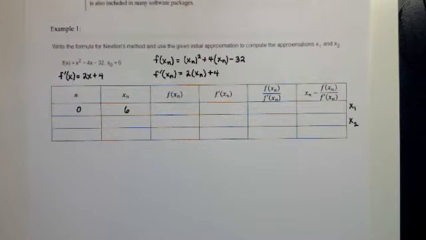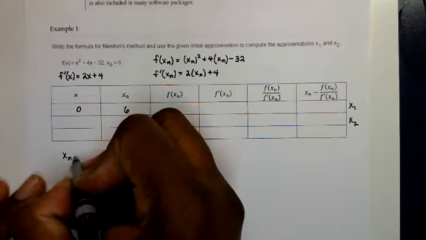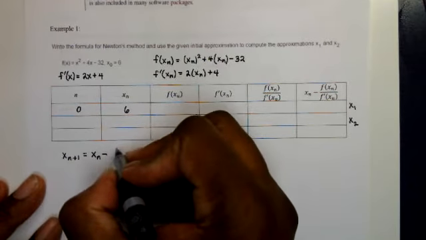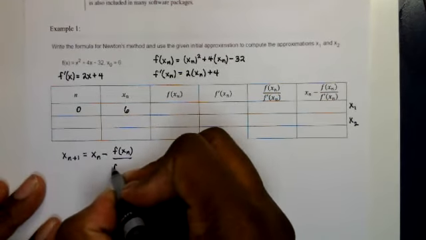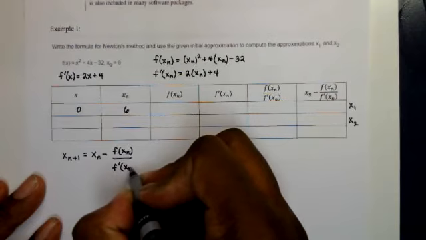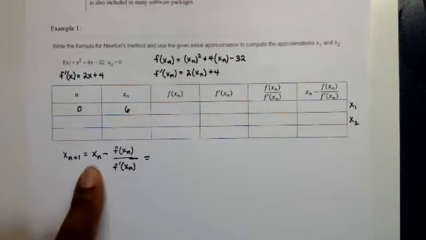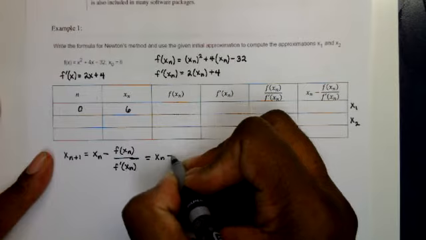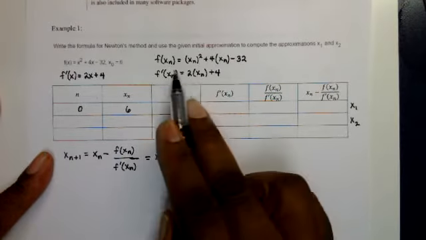Now, what I'm going to do is go ahead and write the formula for Newton's method. Okay, so in this case here, Newton's method is this: x sub n plus 1 is equal to x of n minus f of x of n divided by f prime of x of n. All right, so x of n, we bring that over, minus f of x of n, that's this up here.